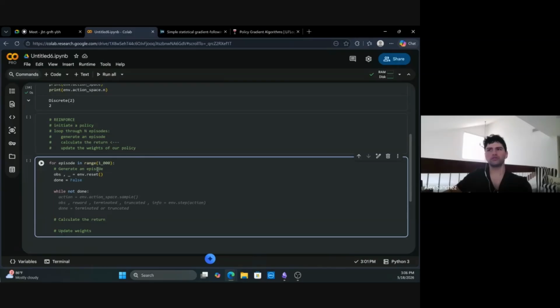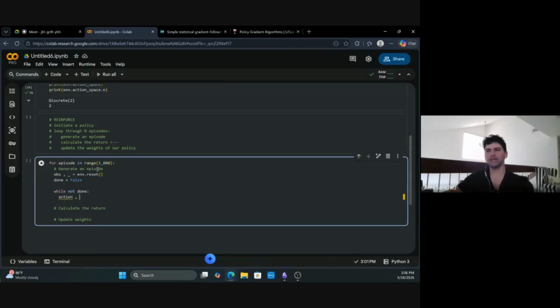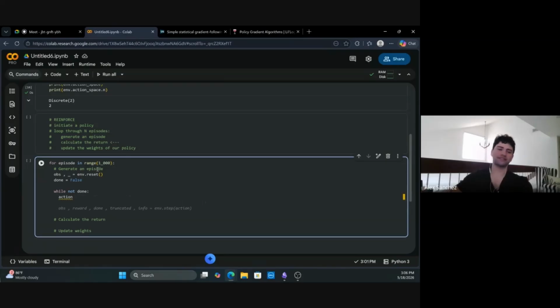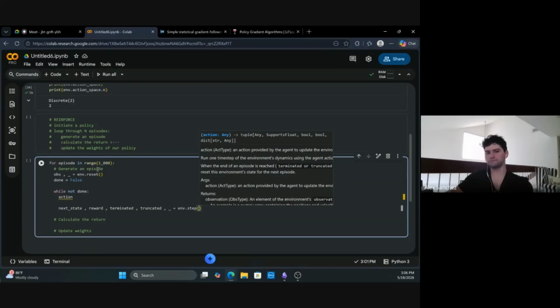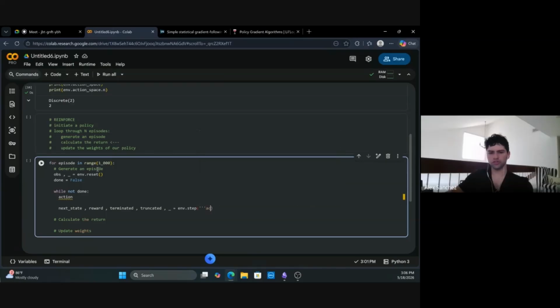we want to do a couple things. We want to get an action, and then we want to get the next state, the reward, and then whether it's terminated or truncated, and then the info, but we can leave that. The way we do that is we do a step on the action. Let's pseudocode this part, action.